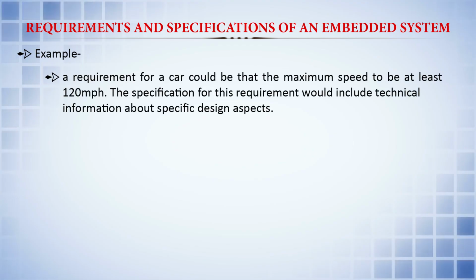For example, a requirement of a car could be that the maximum speed is at least 120 miles per hour. So, this is the requirement for the design. Coming to the specification, for this requirement it would be the technical information about the specific design aspects. If you want to design for 120 miles per hour speed, what are the technical things that need to be taken care of, and what technical information needs to be input in order to achieve the 120 miles per hour speed?